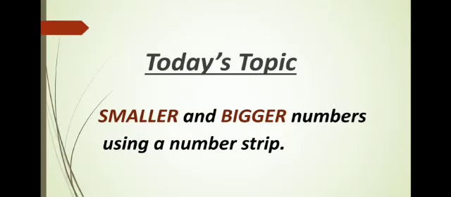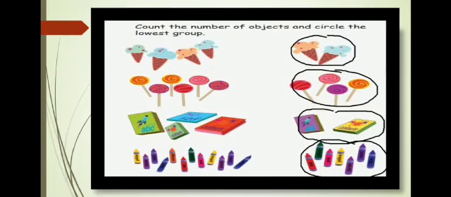So children, today we are going to study smaller and bigger numbers using a number strip. So first of all, let us count the number of objects given in the picture and circle the lowest group. So children, in the first picture of ice cream, tell me in which group there are less number of ice creams? Count and tell me. Yes, the second group has less number of ice creams.